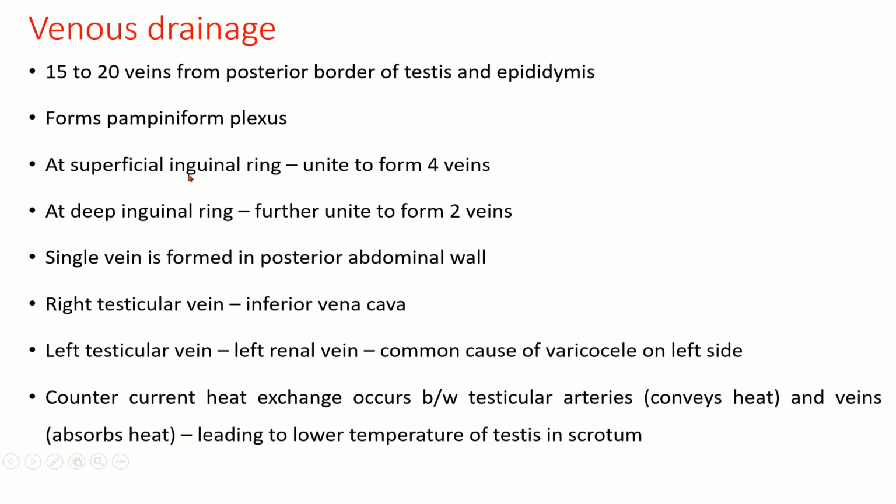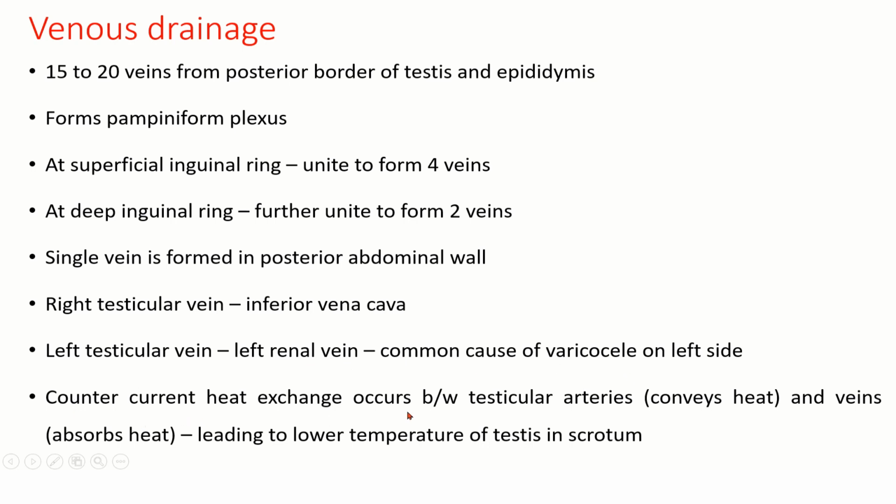Venous drainage: 15 to 20 veins from the posterior part of the testis and epididymis will emerge and form the pampiniform plexus. At the superficial inguinal ring, they unite to form 4 veins. At the deep ring, they unite to form 2 veins. A single vein is formed in the posterior abdominal wall. The right testicular vein drains into the inferior vena cava, whereas the left testicular vein drains into the left renal vein. I'll show you vertically in the next diagram. That's the commonest cause of varicocele on the left side.